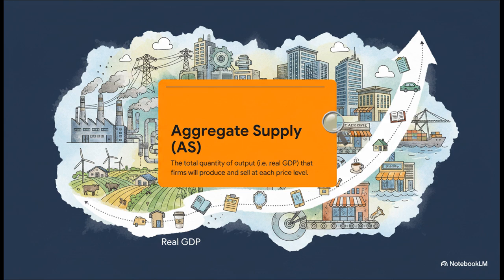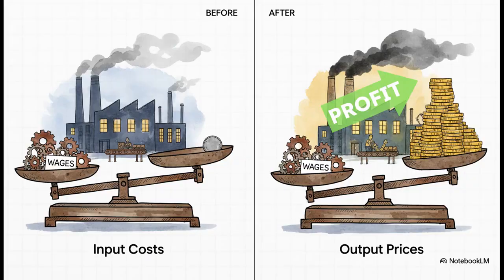And the way we measure all that stuff is with real GDP, which is just the value of everything we produce adjusted for inflation. And the logic for why this curve slopes up is actually pretty simple. Imagine you're a business owner. If the prices you can sell your products for go up, but your costs, like your employees' wages, stay the same for a bit, your profits are going to look amazing. So what do you do? You produce more. And that's true for firms all across the economy. Higher prices tend to lead to more output.